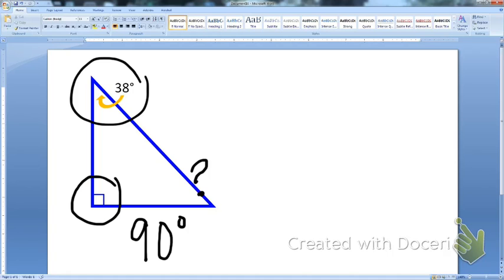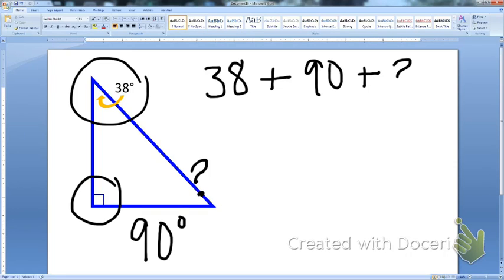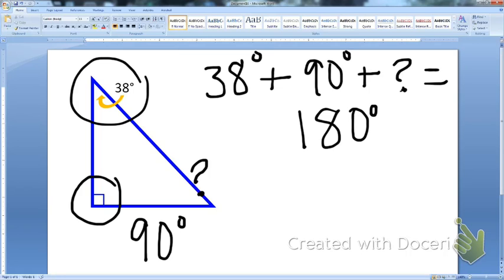Well, when you add every single angle in a triangle, let's say we have 38 plus 90 plus our mystery number. Every single time you add all the angles, they don't have to be these same numbers, but if you add all the angles in a triangle, the sum of those angles will always be 180 degrees. I should add my degrees marks up here so I know what I'm talking about. So 38 plus 90 plus a mystery number has to give us 180 degrees because those are all the angles in this triangle.